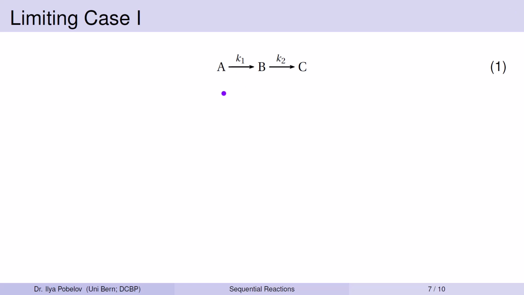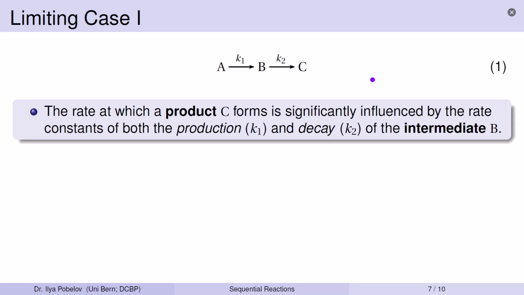In our discussion of sequential reactions, we previously established that the rate at which a product forms is significantly influenced by the rate constants of both the production and decay of the intermediate. Within this context, we can consider two distinct limiting scenarios.